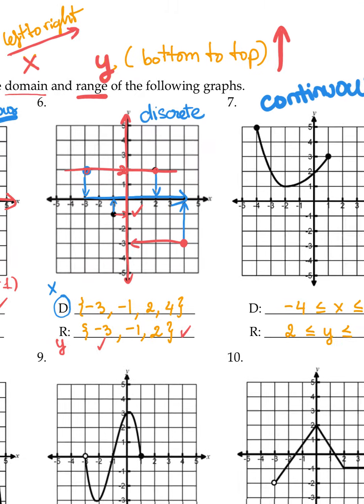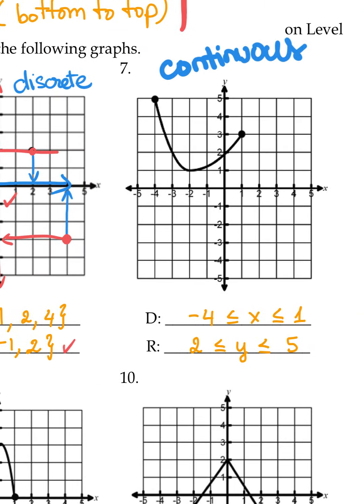Okay, I'm going to do one more with you. All right, so this one right here, domain talks about the x. So we're going to take a look from left to right to see where the numbers land. It's starting from the left, it keeps going, and it stops right here. So it's at -4 and 1. And because they are closed circles, -4 and 1 are included. So we can use less than or equal to.